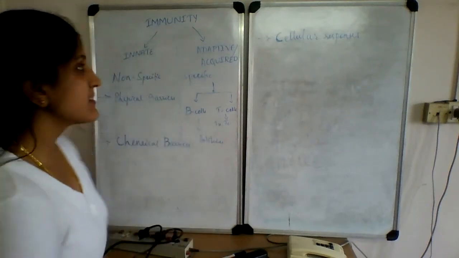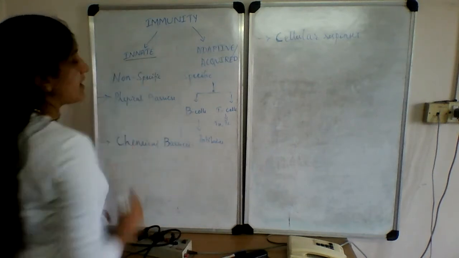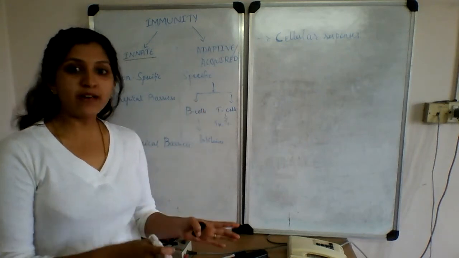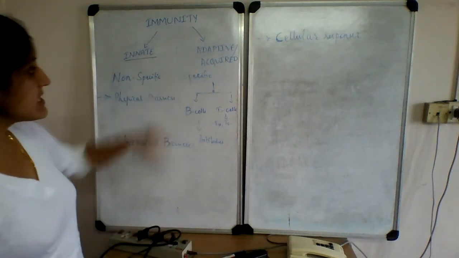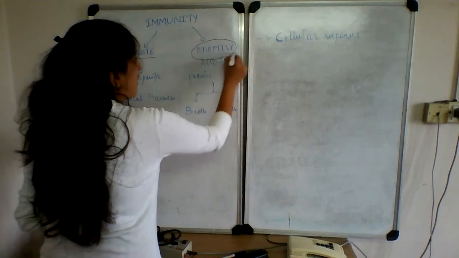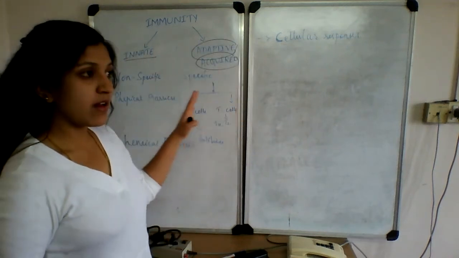Now let's discuss what innate immunity is. In the case of innate immunity, we are born with it. By birth, we have this defense mechanism. Whereas in the case of adaptive immunity, we get adapted, or we acquire this mechanism.